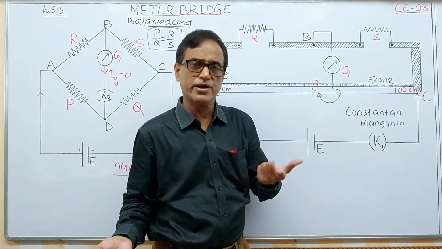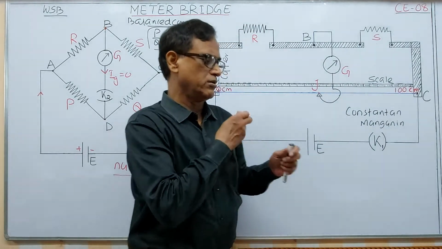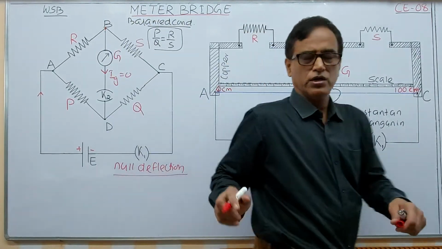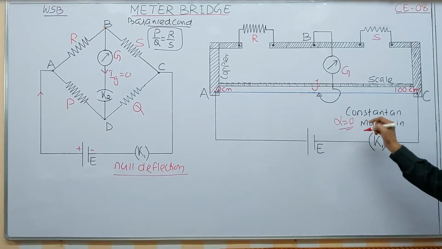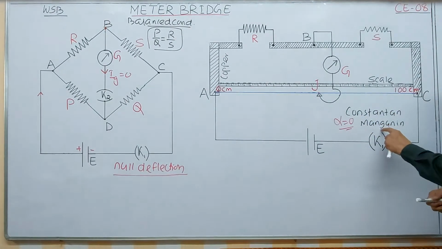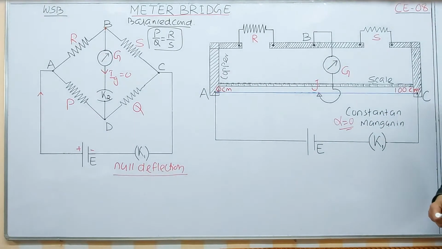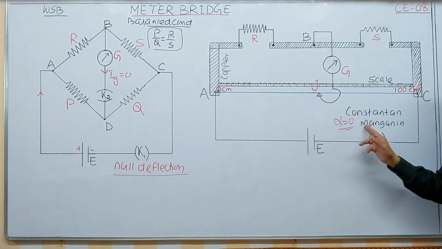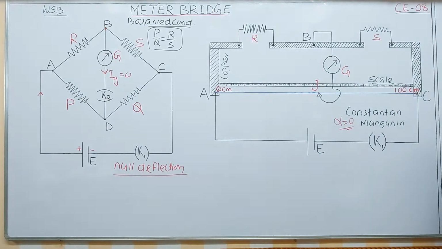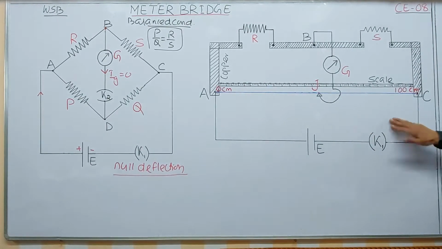That's why it is generally made up of such materials whose temperature coefficient alpha is 0. Means these are alloys whose resistance does not change by raising or decreasing the temperature. By changing the temperature, the resistance of these two materials does not change. That's why we generally use constantan or manganese wire.